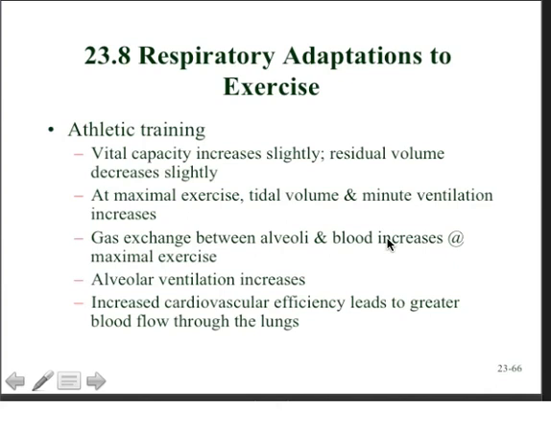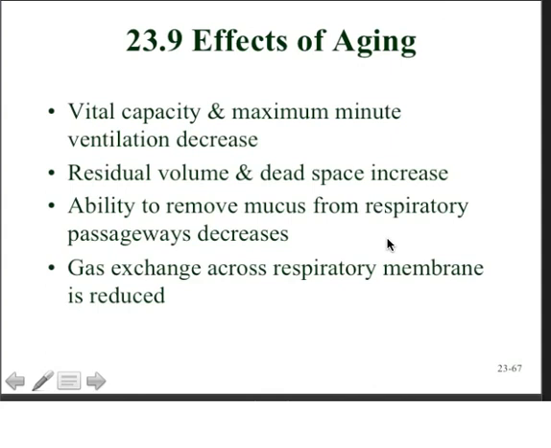Unfortunately, we all get old. As we get old, a lot of components that affect our respiratory efficiency decline. Vital capacity begins to drop due to the fibrotic condition of the lungs. Also, the fact that a lot of the joints in the rib cage begin to calcify results in a restrictive condition that doesn't allow us to inflate the lungs nearly the way it used to. Residual volume and dead space increase.